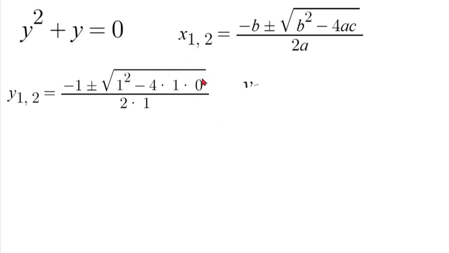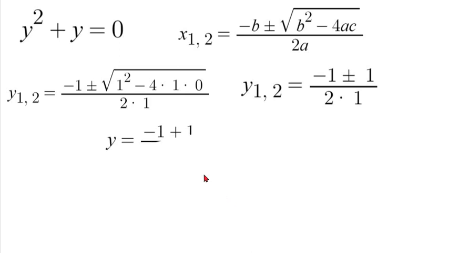So the square root simplified would be equal to 1, which means we would simplify down to negative 1 plus or minus 1 over 2 times 1. Being that we have this plus or minus symbol here, that's going to give us two separate options. We're going to have a negative 1 plus 1 on the top, and a negative 1 minus 1 on the top.